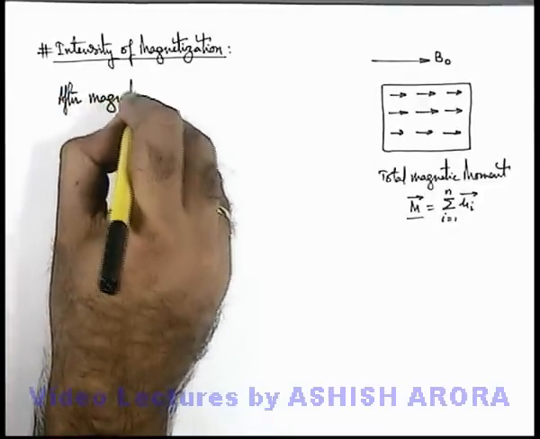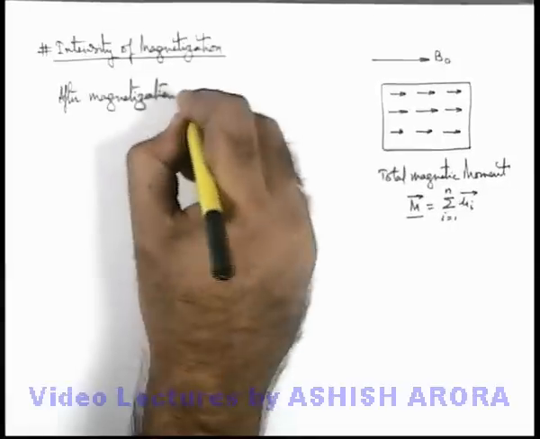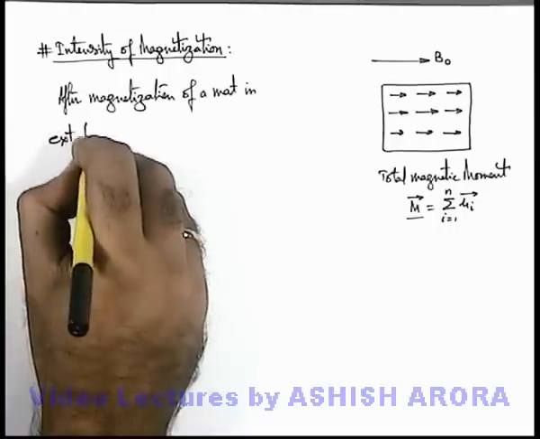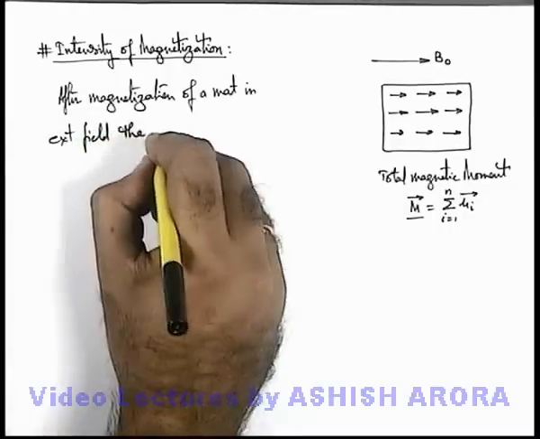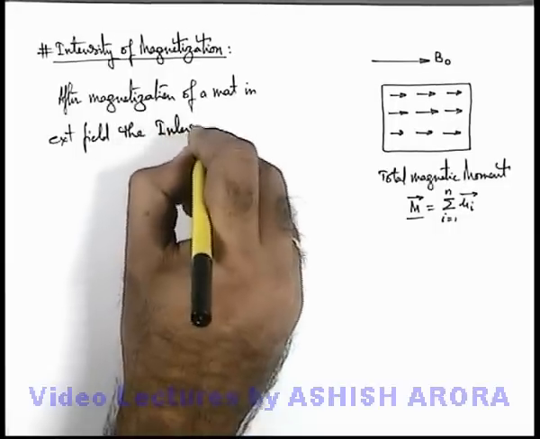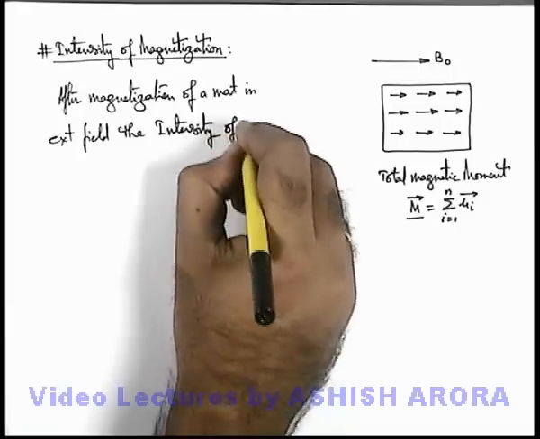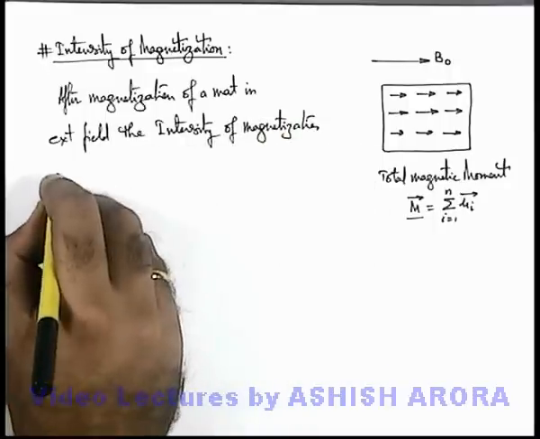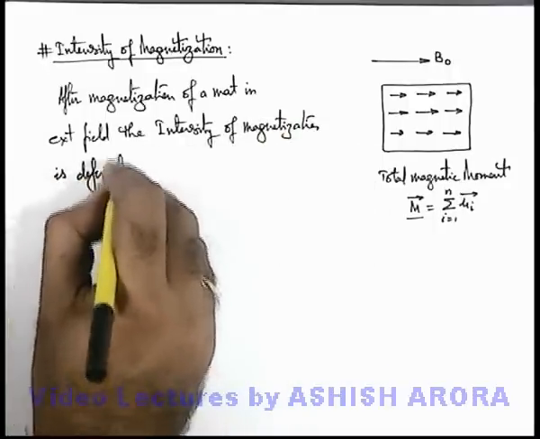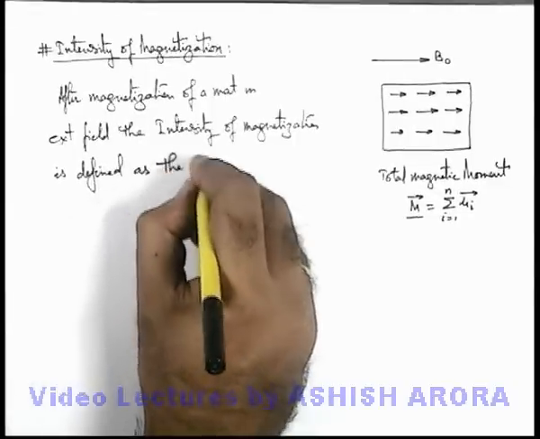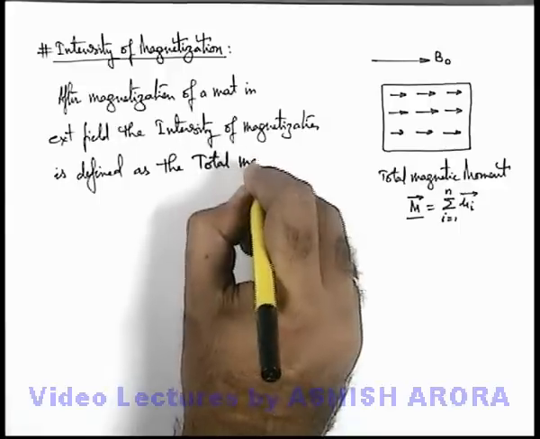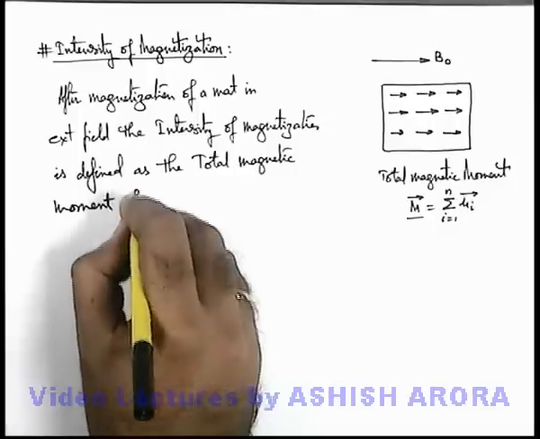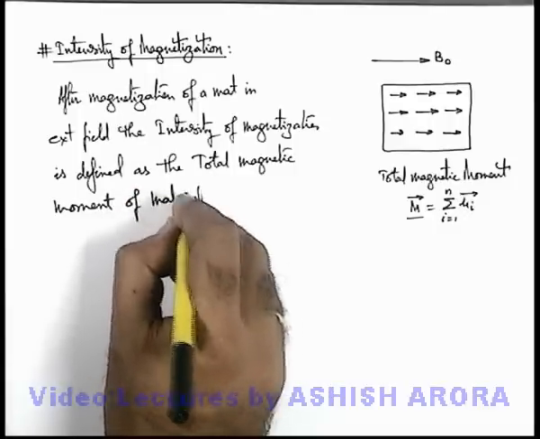Now in this situation, after magnetization of a material in an external field, the intensity of magnetization is defined as the total magnetic moment of material per unit volume.